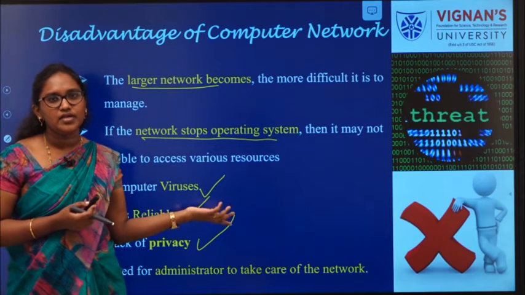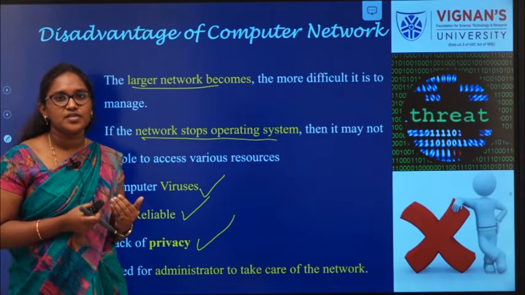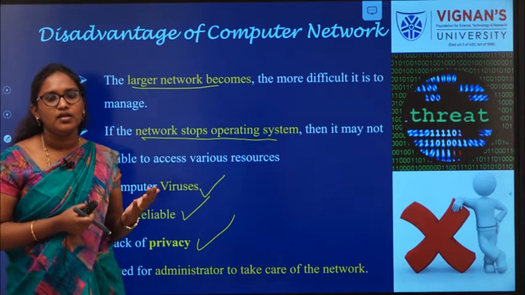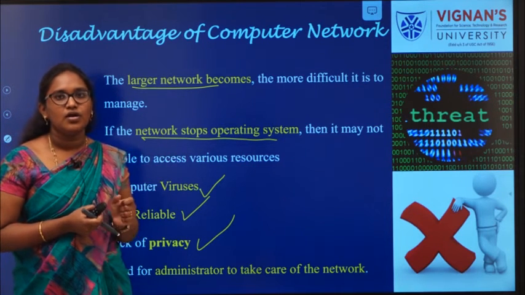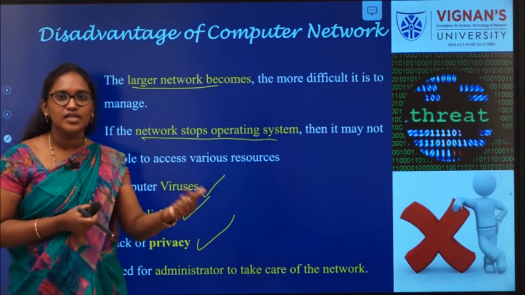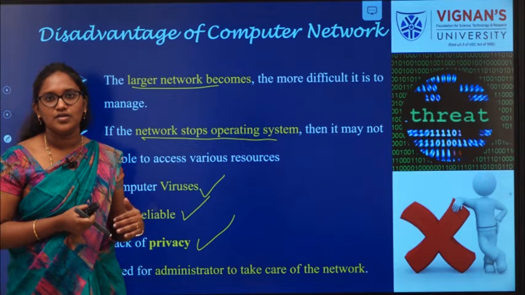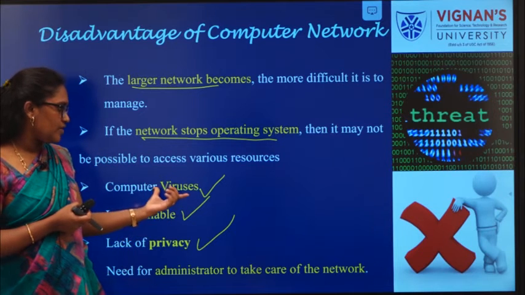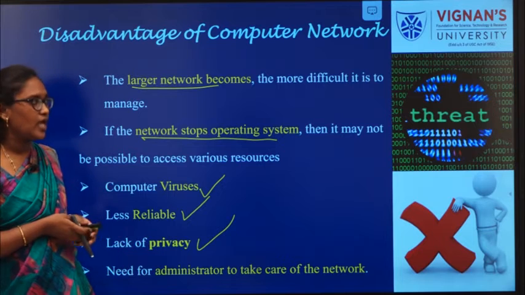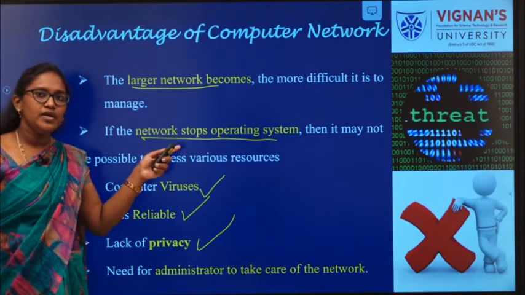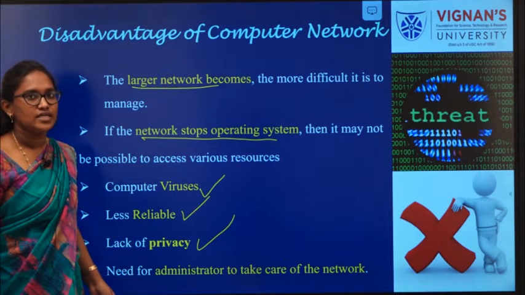Why you will have a threat means, if it is confidential information that is shared to 10 people, if any of the persons misuses that information, obviously the confidentiality of that data or information will be completely lost, right? So that is the reason data is less reliable and there is lack of privacy. You will have more disadvantages, but these are basic disadvantages.